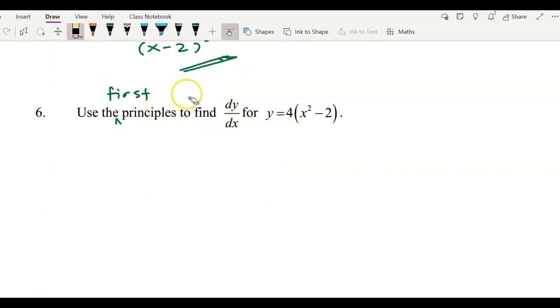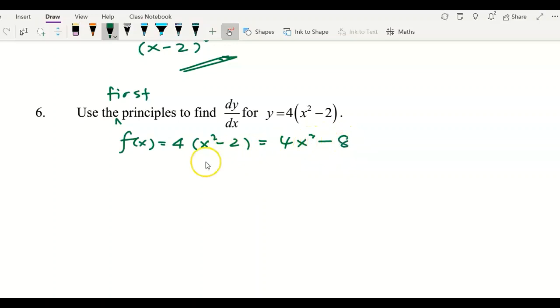For question 6, use the first principle to find dy dx for this function. So again, we need to use first principle. Firstly, we rename the function to be f(x). I got my 4(x squared minus 2), and I will expand it first. I got 4x squared minus 8, so that it is easier for me to substitute x plus h when I want to find f(x plus h).